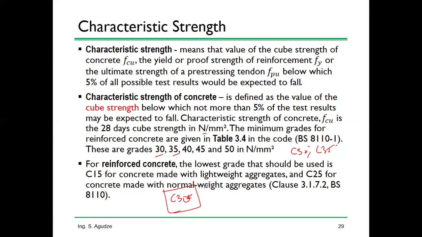And I want to let you know that when it comes to reinforced concrete, if it's a lightweight aggregate that I use, then the minimum characteristic strength is C15. If it is normal weight concrete, minimum C25. So this is what has been specified in codes around the world.